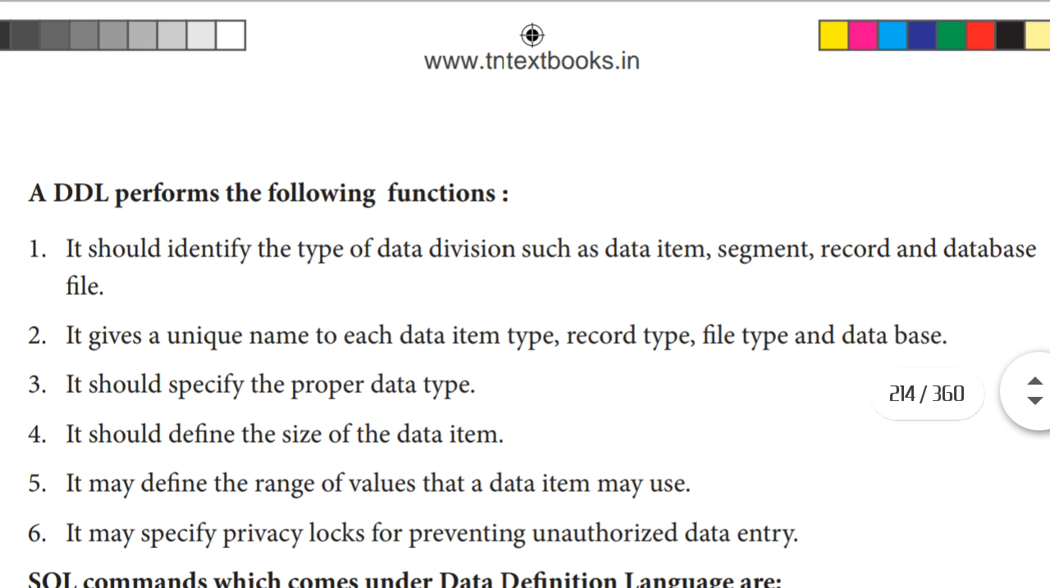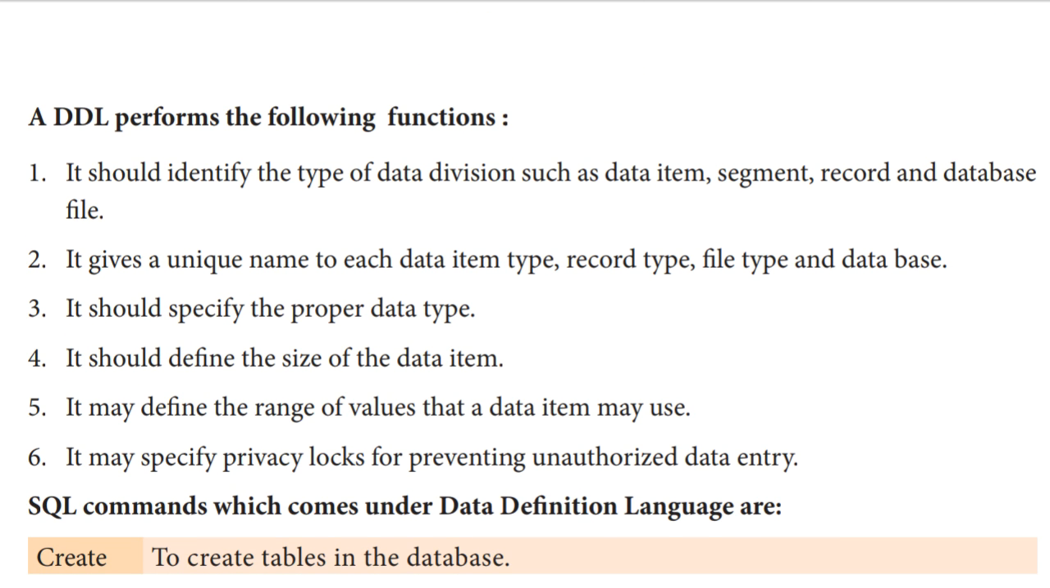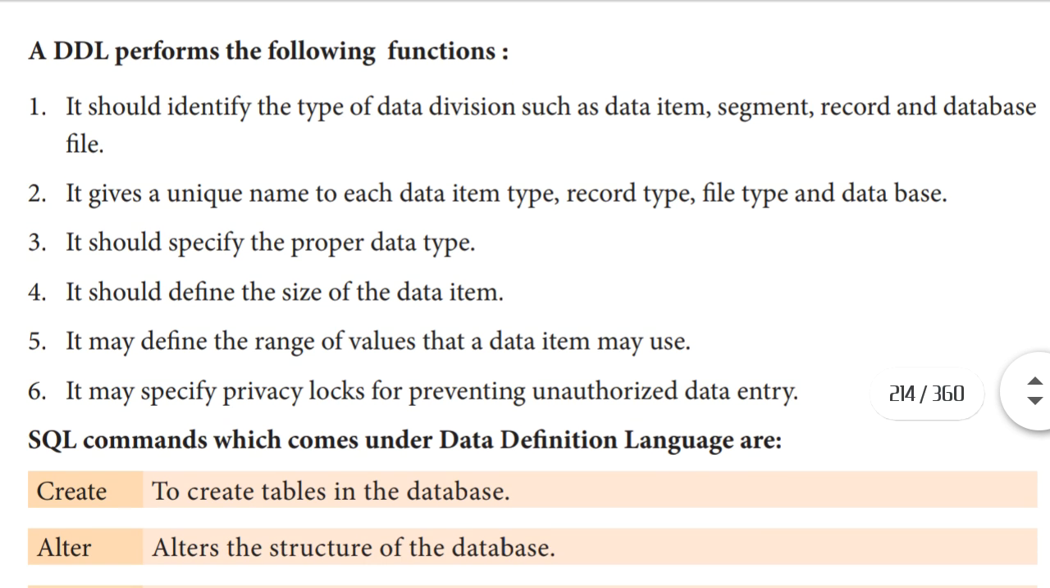A DDL performs the following functions. It should identify the type of data division such as data item, segment, record and database file. So this DDL identifies the types of data divisions. The data has many divisions, and it will identify everything. It gives a unique name to each data item type, record type, file type and database.